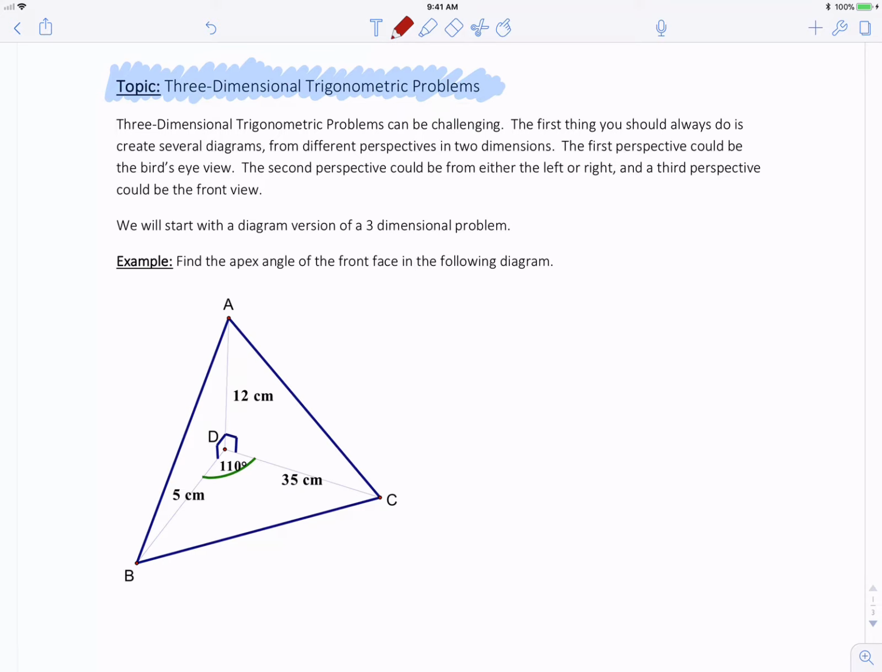The reason that these are sometimes just a little bit longer to do is, again, trying to decipher that information. So we're going to go over how to decode and really how to organize our work so we can stay on track while solving these types of problems.